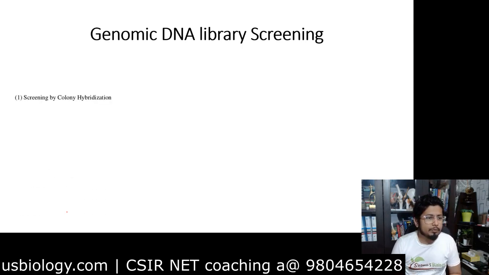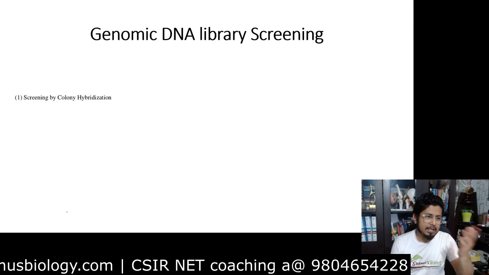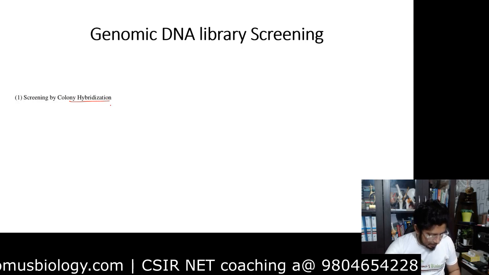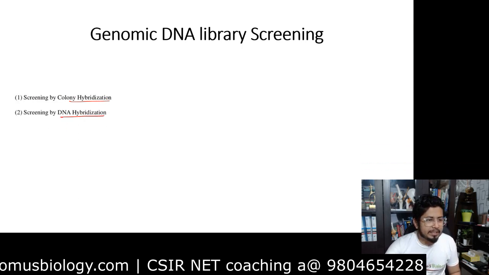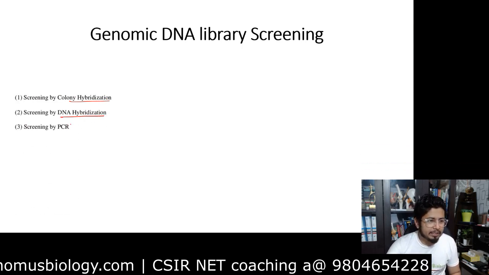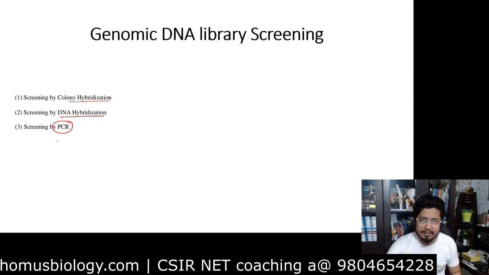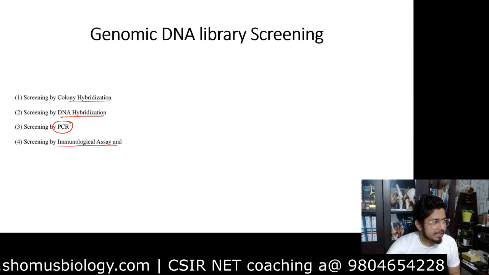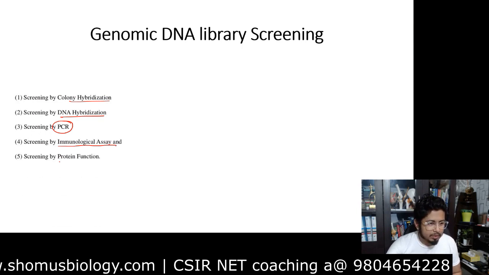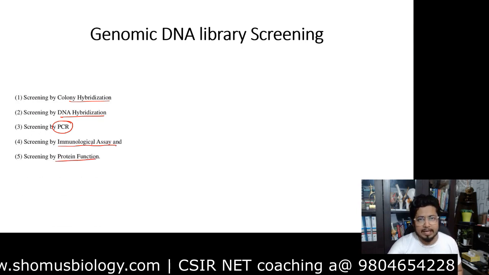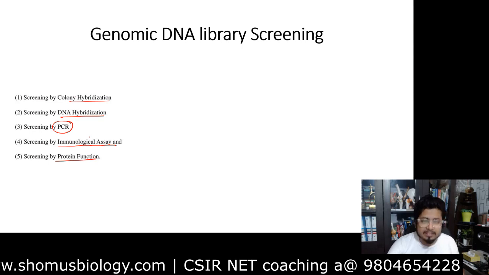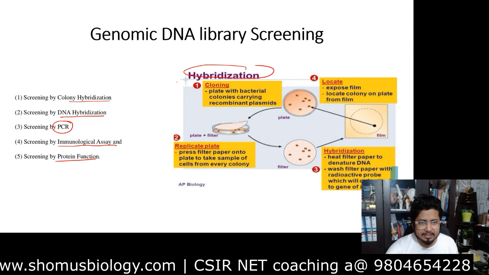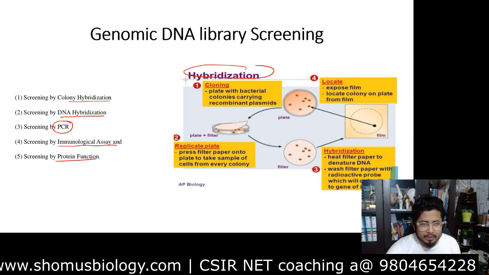How do you do that? With different sorts of hybridization, like the colony hybridization technique. We can use screening by DNA hybridization. We can use PCR to find out whether the target DNA is inserted or not. We can use immunological assays, and we can also use protein function tests for analyzing the target DNA's presence in the host cell. One such example is this hybridization assay. What we do is cloning on the plate.